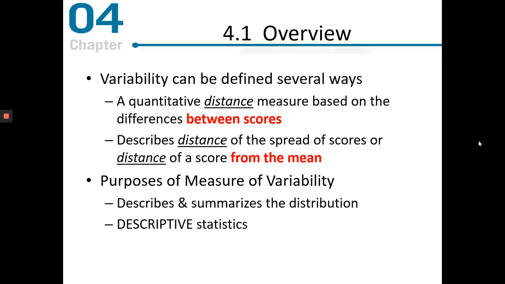So actually the range would be 11 minus 4, so the range is 7 hours, and that's all that's saying is that there's 7 hours difference between the person who had the most sleep minus the person who had the least sleep. So the highest score minus the lowest score. So the range that we've talked about is one of those approaches that uses the difference or distance between two scores.